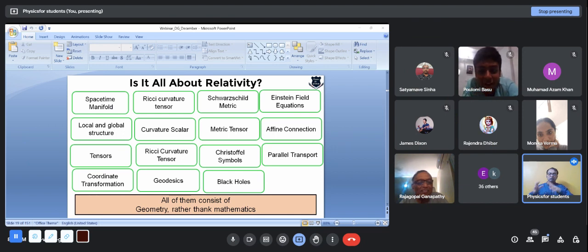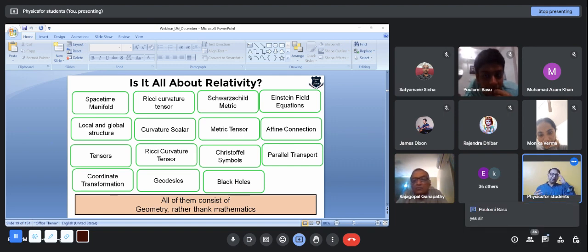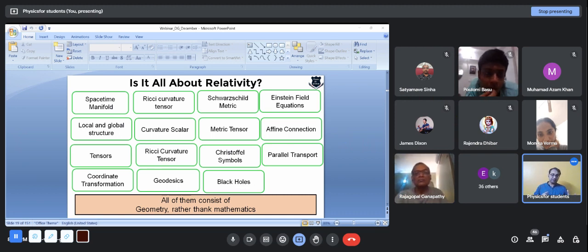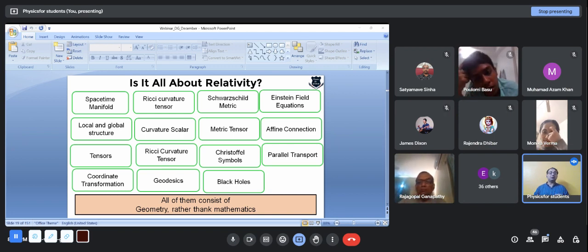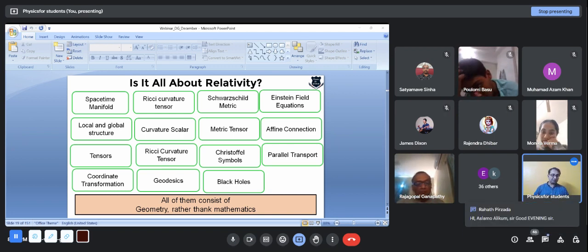All those things, affine connection, Einstein field equation, parallel transport, all of them consist of geometry rather than mathematics. The basic idea why I am telling you this is that anybody who has an intuitive thinking, inborn, can understand general relativity much better, because it is all about geometry, curves, etc. And if I talk of the mathematical mind, that is more in quantum mechanics, because quantum mechanics is, I would say, very hard to visualize, but you have to be a master in terms of mathematics.